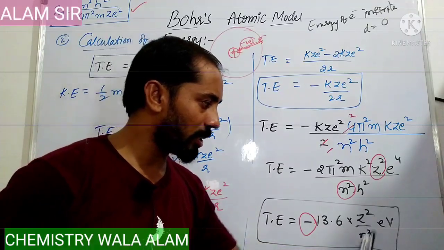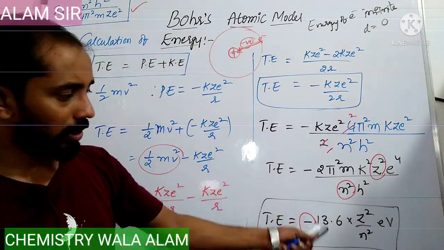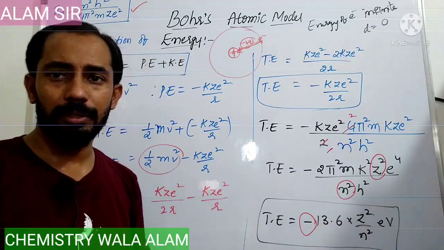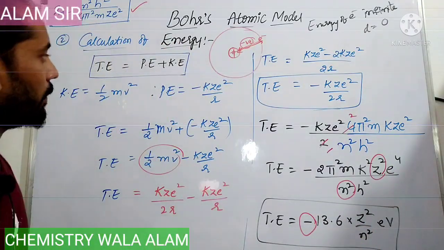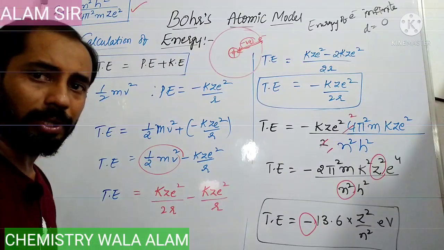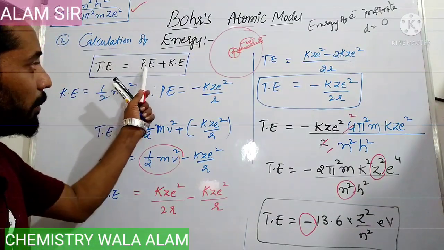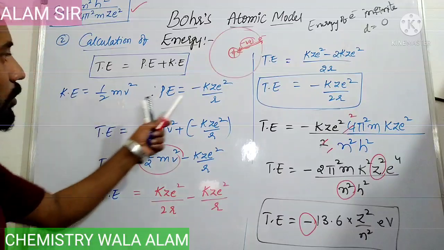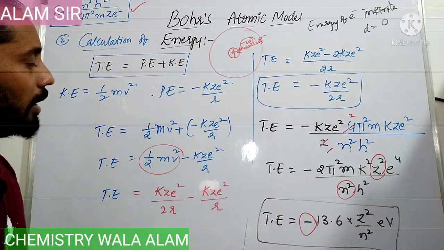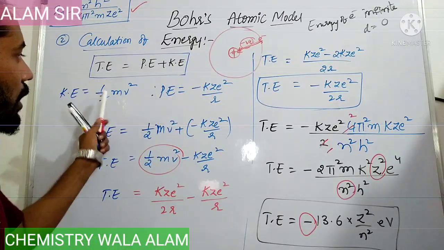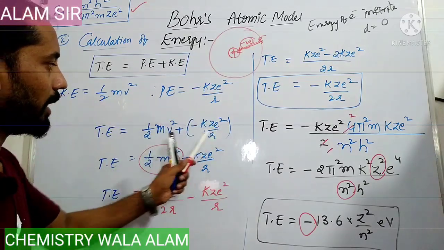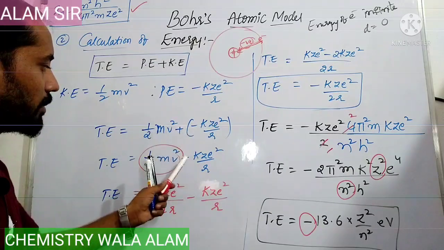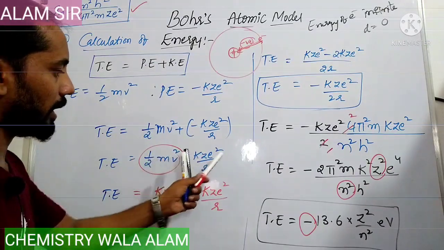Z is the atomic number, n is the shell number, and the unit is electron volt. Based on the units, the value will change. Now this is the calculation of the energy of the orbit. The total energy of the orbit or atom is equal to the sum of the potential and kinetic energies. Potential energy is minus kZe square by r, and kinetic energy is half mv square. Then total energy is half mv square minus kZe square by r.